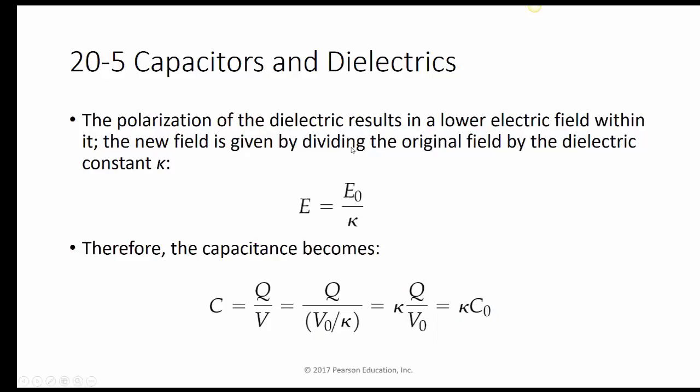The polarization of the dielectric results in a lower electric field within it. So it has a new field, E naught, and it's related to something called the dielectric constant, K, which is something that you would look up for the particular dielectric that's between the capacitor plates. And with that in mind, we can modify our capacitance equation to describe a capacitor that has a dielectric in it to be K times Q all over the initial voltage.